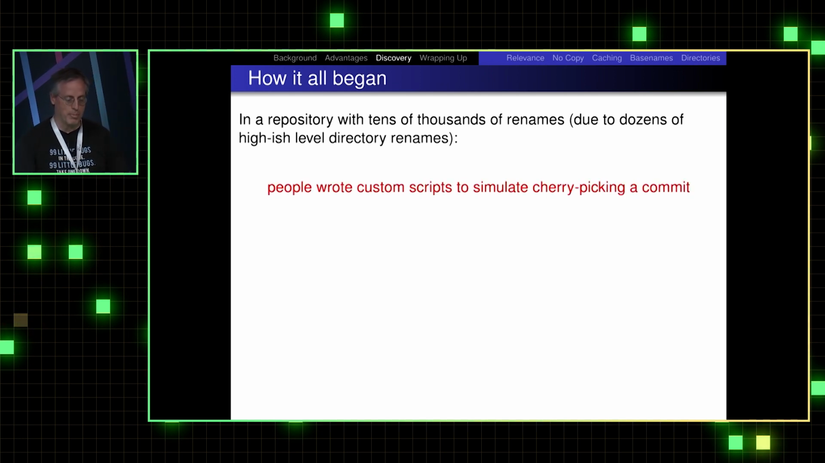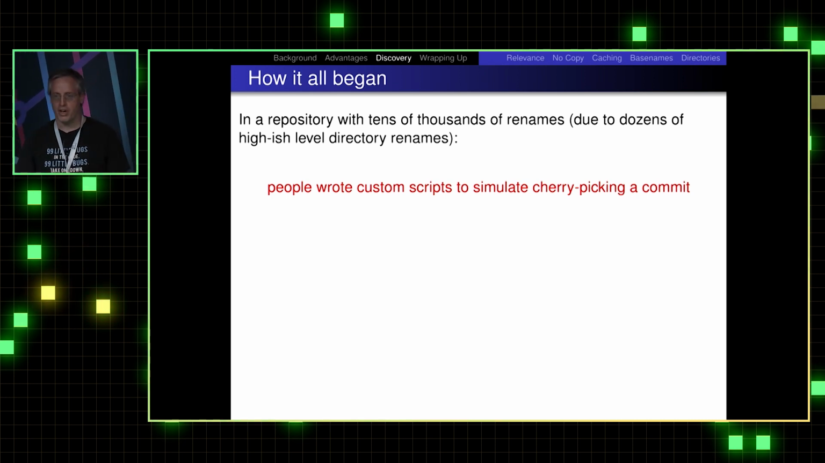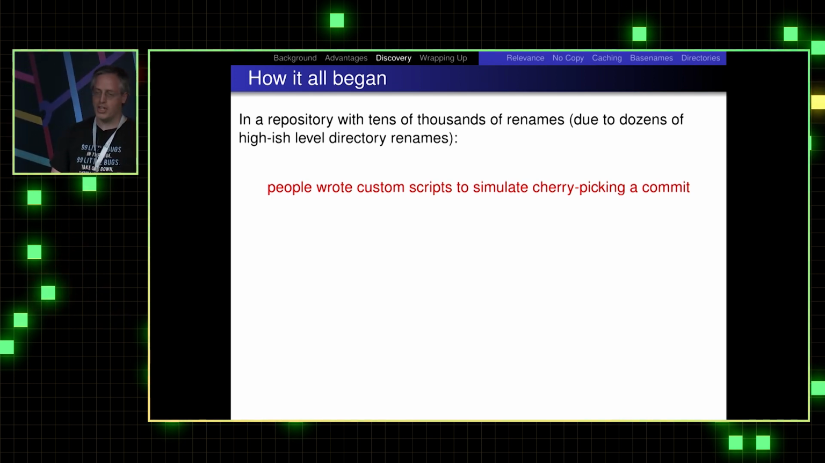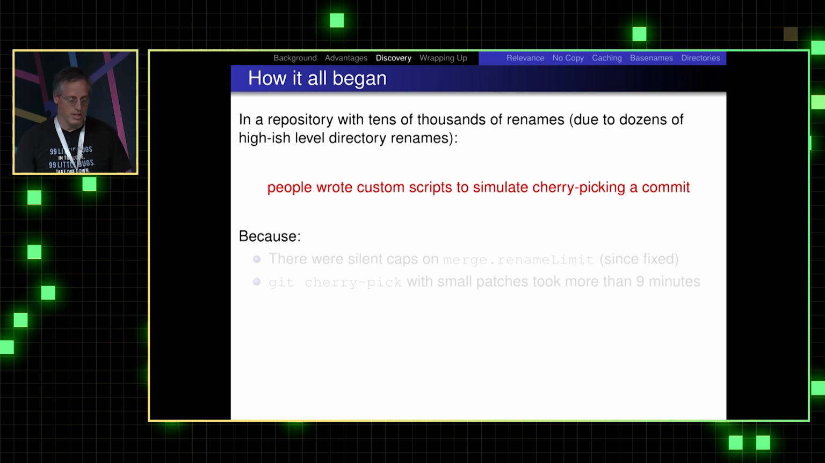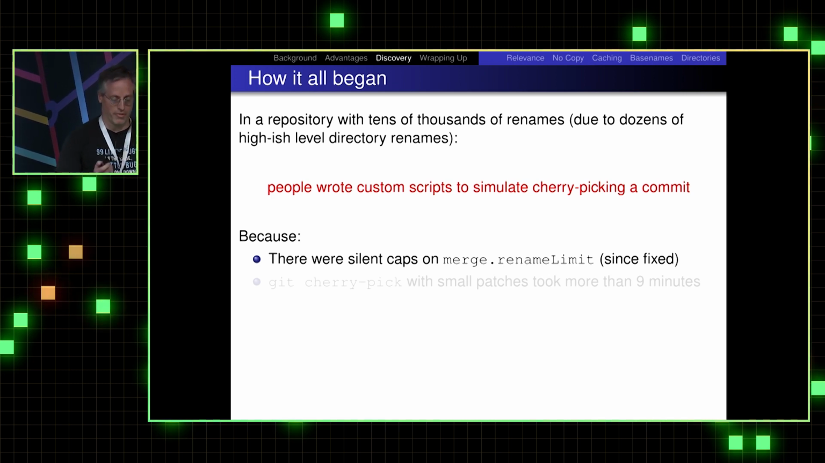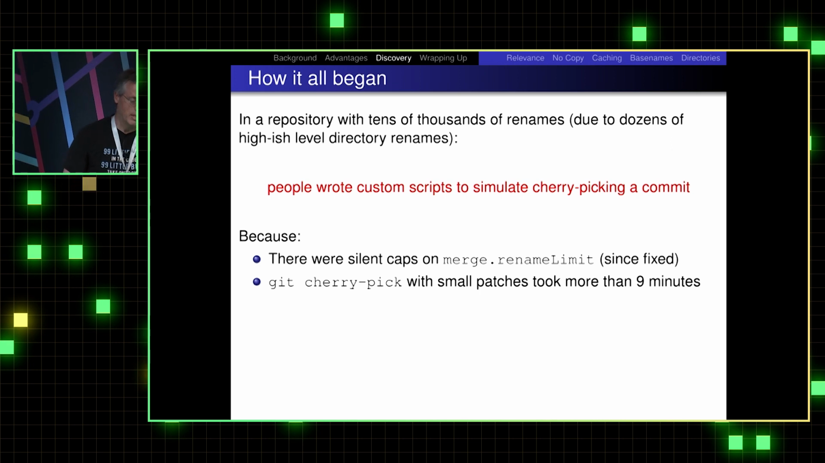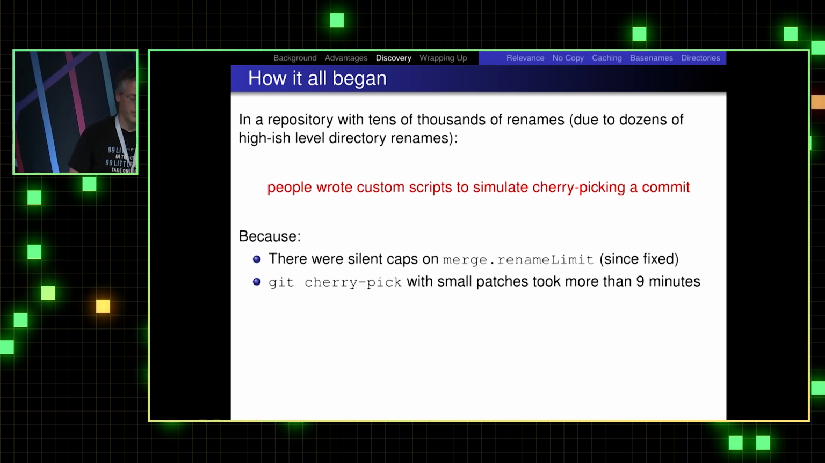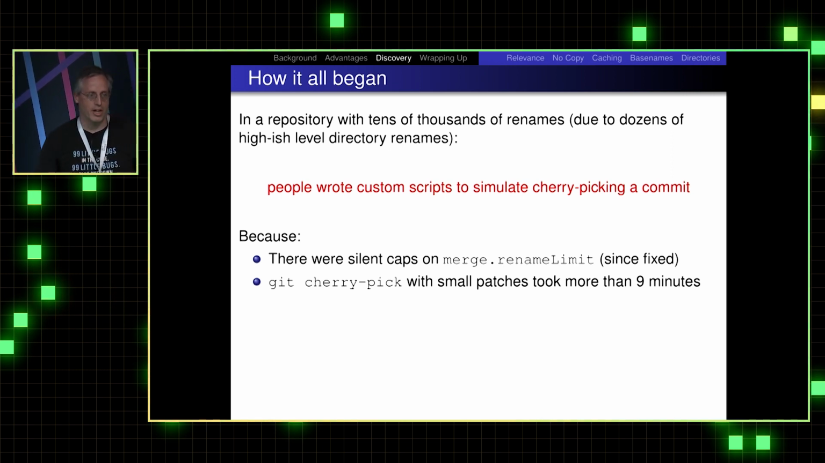And at the time, people were writing custom scripts to simulate a cherry pick. They were not using Git cherry pick for a couple of reasons. One, there was a silent cap on merge.renameLimit. That was one of the first things I went in and fixed. But even if they had a case that wasn't affected by the merge.renameLimit, then Git cherry pick, with even small patches where someone modified like 5 files and just made small changes to those files, would still take more than 9 minutes to complete that operation.